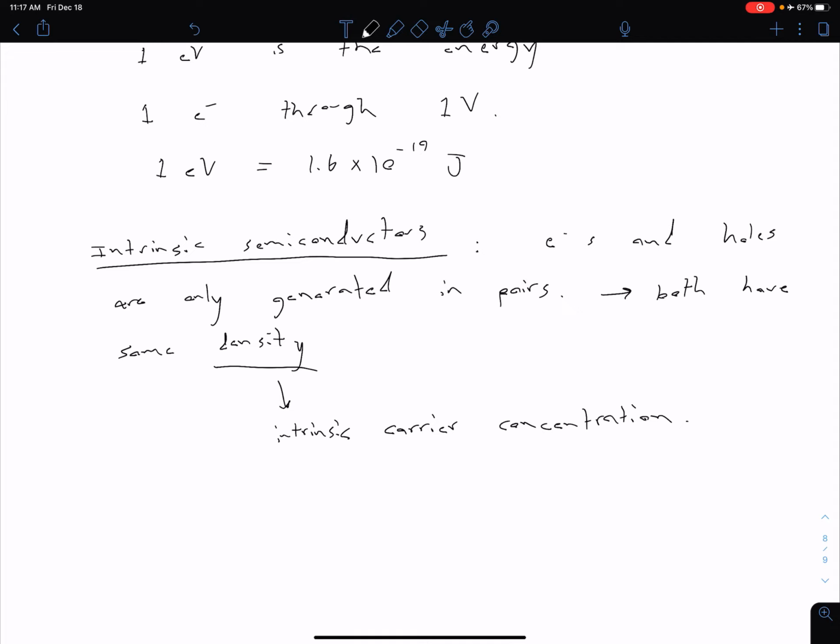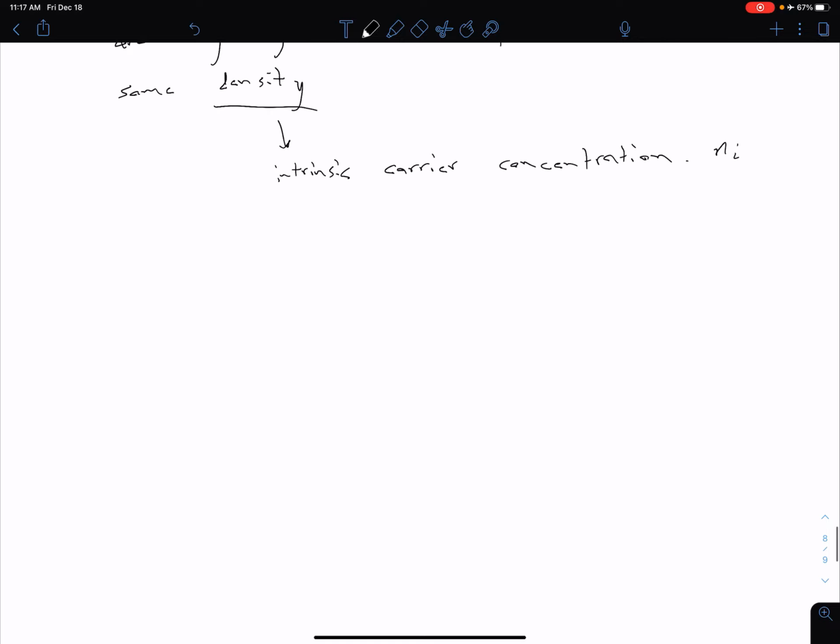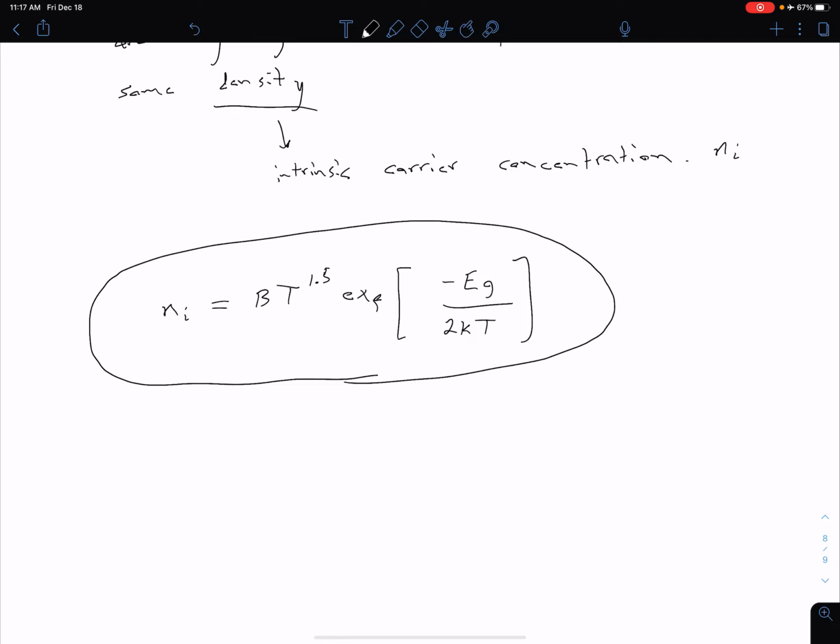Typically our symbol for that is going to be n sub i, so our intrinsic density. And the equation for that is our intrinsic carrier concentration, n sub i, is equal to B times T to the 1.5, times the exponential of negative E_G divided by 2kT. Let me write out what each of these variables are.